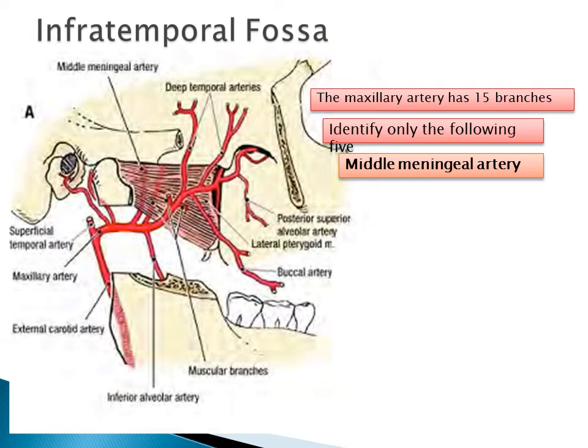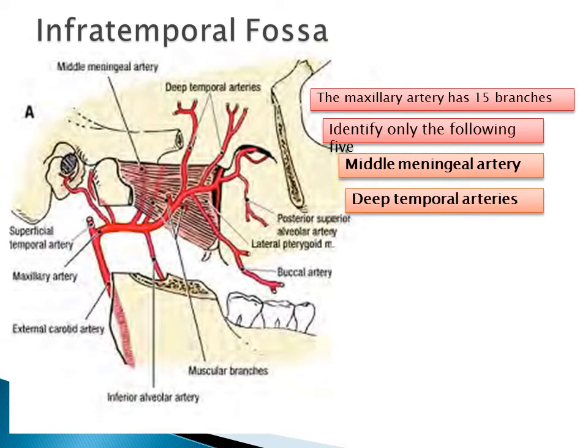The middle meningeal artery is one of the most important ones. See, it travels superiorly and actually through a foramen called the foramen spinosum, and the auriculotemporal nerve splits in two to let it pass through. And once it has passed through the foramen spinosum to enter the middle cranial fossa, it will supply the dura mater.